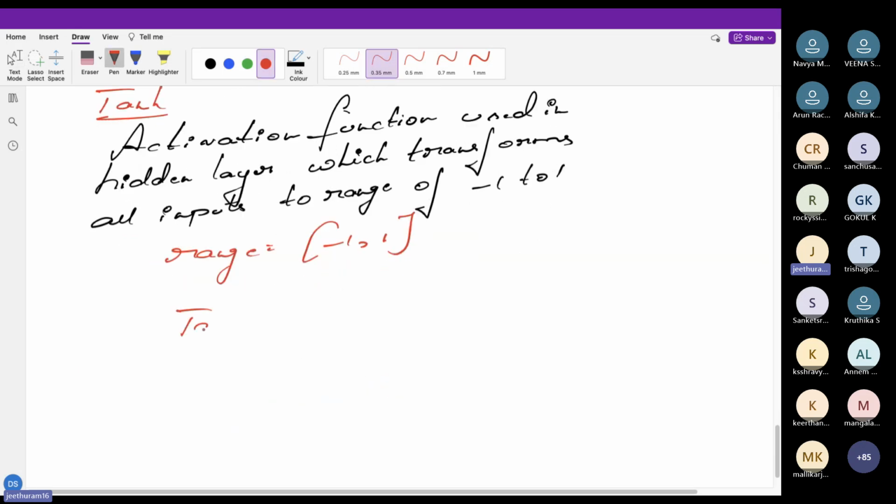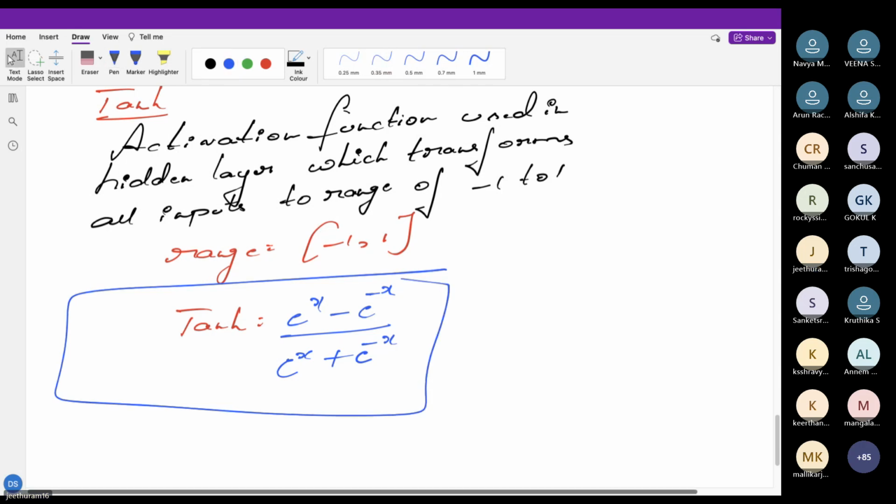And the tanh formula is going to be, you might have studied this in your trigonometry, e power x minus e power -x divided by e power x plus e power -x. This is the formula. Even this gives you an S-shaped curve wherein it's zero centered. It just passes through and is symmetric around the origin. That's what we call zero centered.